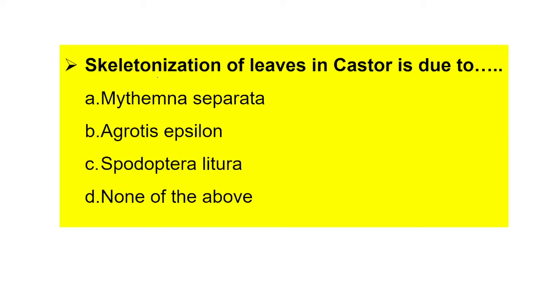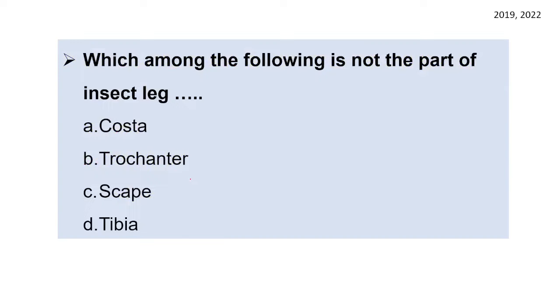Next question is: skeletonization of leaves in castor is due to. Options are Mythimna separata, Agrotis epsilon, option C Spodoptera litura, and option D none of the above. As we all know, skeletonization of leaves occurs due to Spodoptera litura, which we call the tobacco leaf eating caterpillar. Option C Spodoptera litura.